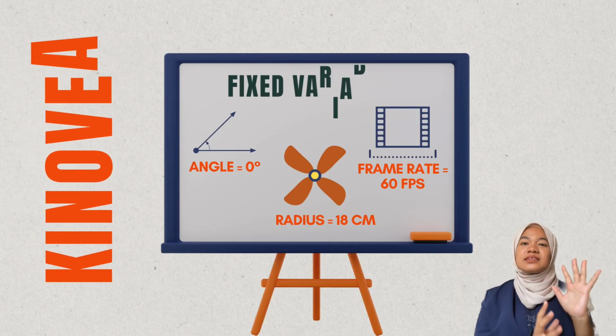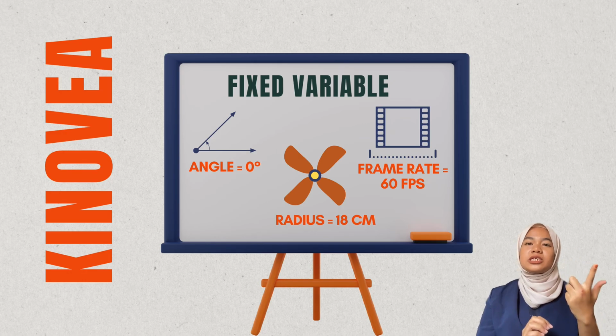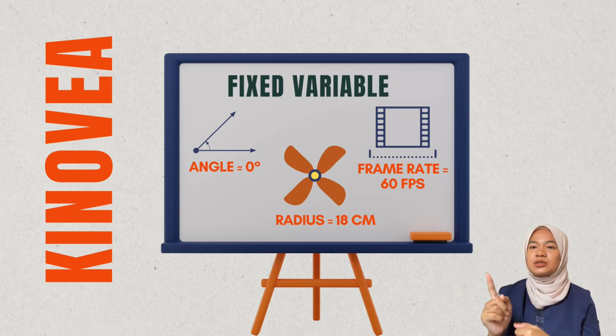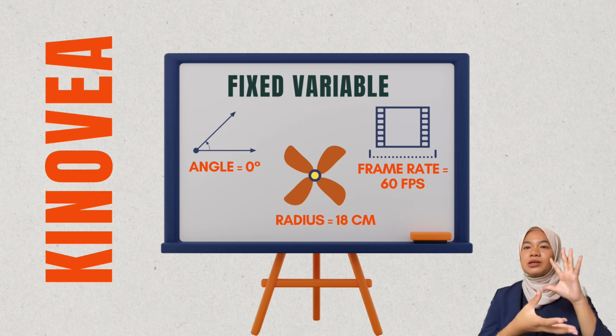Hi class, this is the first method that we use to measure the velocity and acceleration of the blade rotation speed and also the swirling speed of the fan. And this first one is we use Kinovia application. So these are the variables that we fix in the first method.